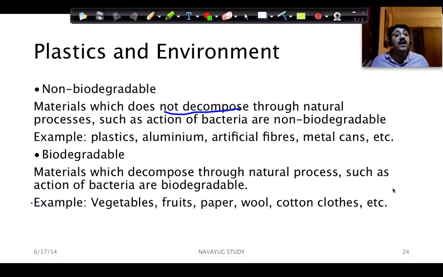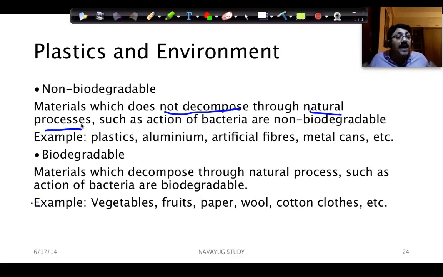It does not decompose because of natural process. What is the natural process? Action of bacteria, right? So the materials like vegetables, fruits, and all that, they decay, right? What is decay? Natural process of degradation, where the bacteria, fungi, and all act on it, and it breaks those complex organic compounds into simpler compounds, and ultimately can dissolve into the soil, right? So that is decay or degradation, biodegradation.